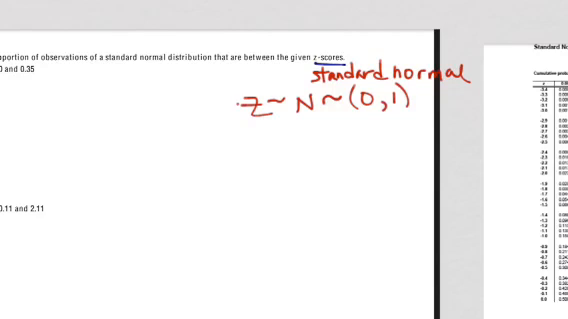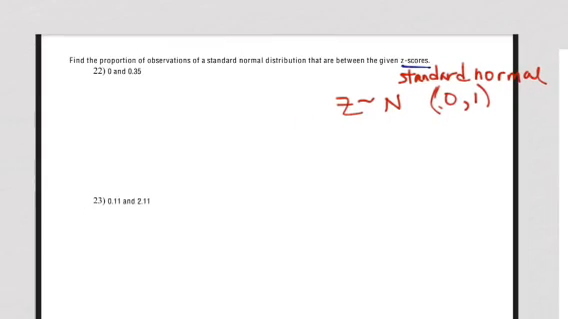Z-score always means, I didn't write this quite right. Z is a normal distribution with a mean of 0 and a standard deviation of 1. That's what that always means. So they're telling you that you have the standard normal distribution.